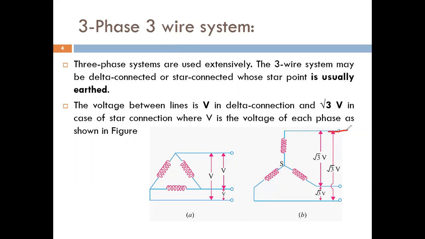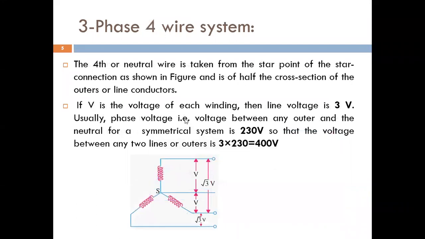this is the R line, this is the Y line, and this is the B line. But between the line voltage and phase voltage, there is a root 3 factor. That means the single phase voltage is obtained with the neutral connection. This three phase four wire system is used for the secondary distribution system.